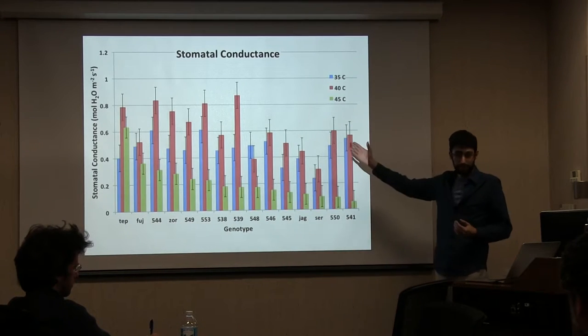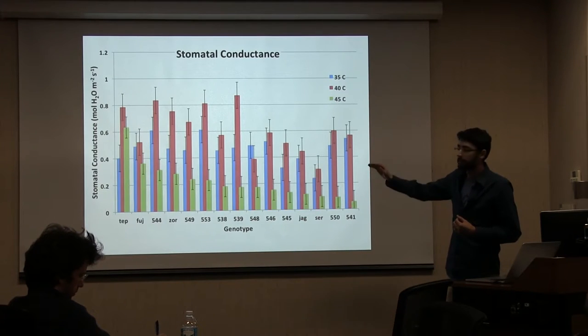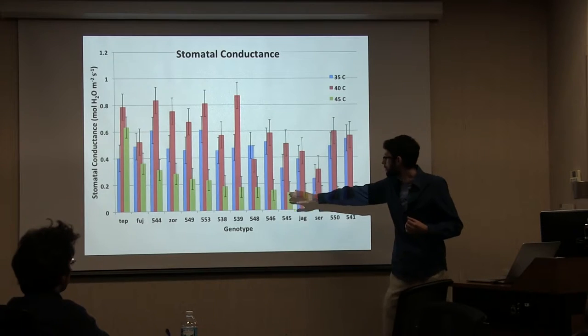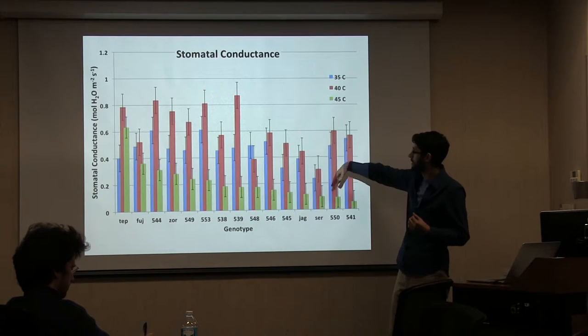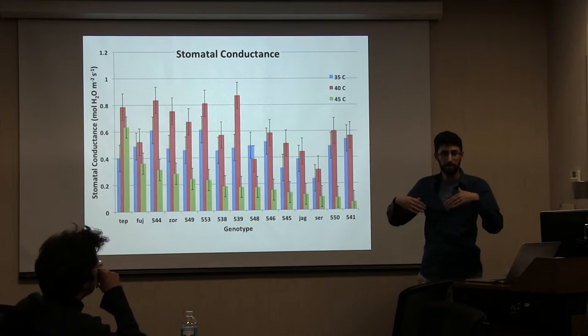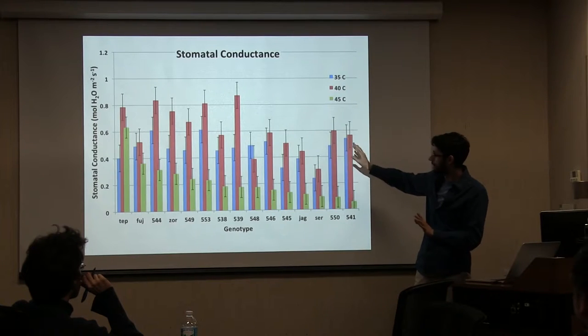Related to this is stomatal conductance, another gas exchange parameter that we took. And again, the same general trends that we saw in photosynthesis. You do see a larger increase just because of physical factors under heat stress, and more water is transpiring through the stomates. But then it's not really a huge impact on the leaves.